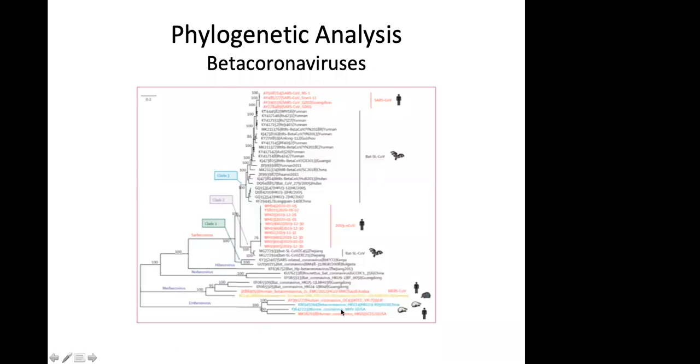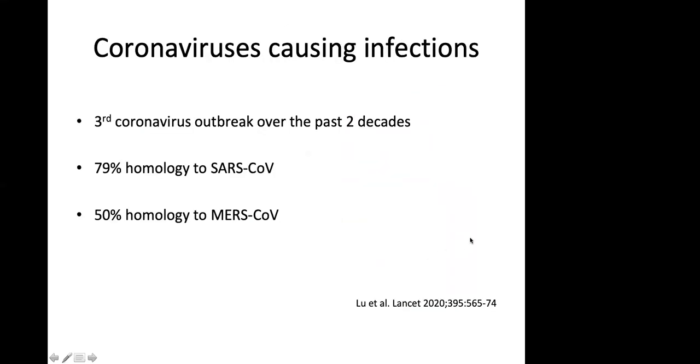Essentially here you have the MERS-CoV, and then the SARS, which caused an outbreak in 2002, 2003, and then you have the 2019 coronavirus, or the SARS-CoV-2. This is the 3rd coronavirus outbreak over the past 2 decades. It bears larger genetic similarity to the SARS virus compared to MERS-CoV.